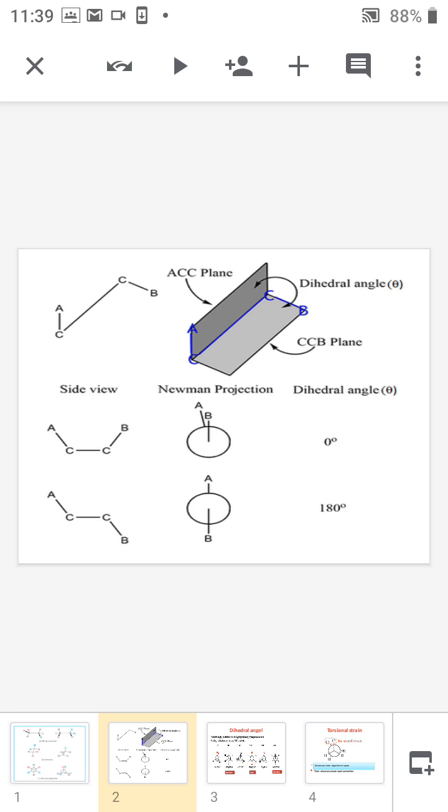I have also shown another fashion of the same molecule ACCB. Here the CA and CB bonds are just opposite each other. If you represent the same molecule in the Newman projection, we can see that the angle between A and B is 180 degree. So here the dihedral angle is 180 degree. I hope that you understood the concept of the dihedral angle.